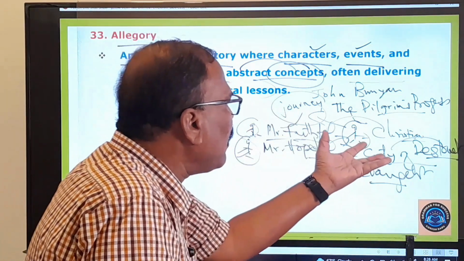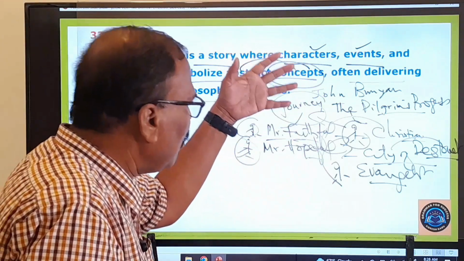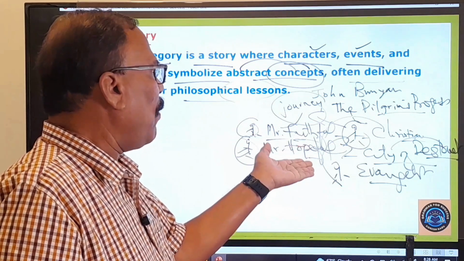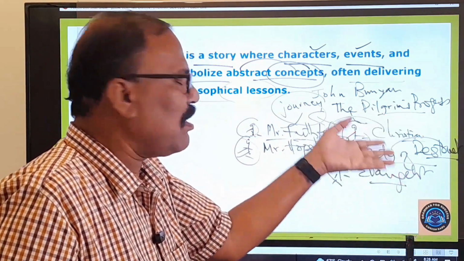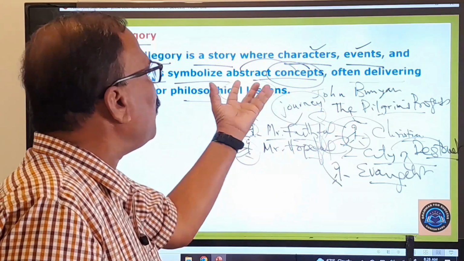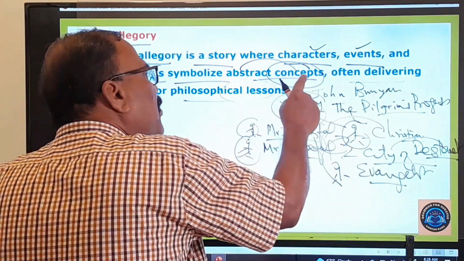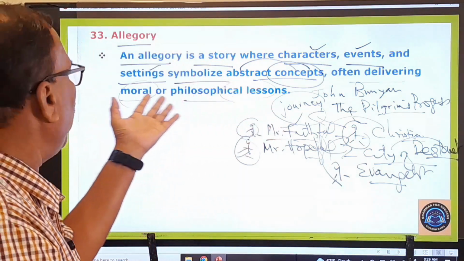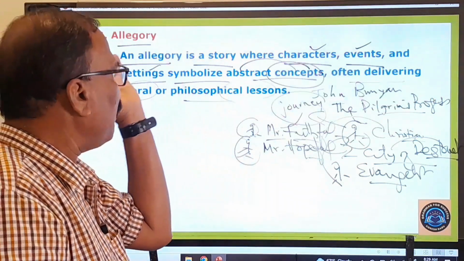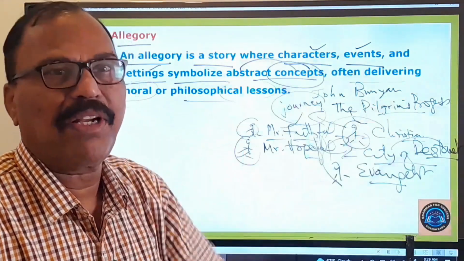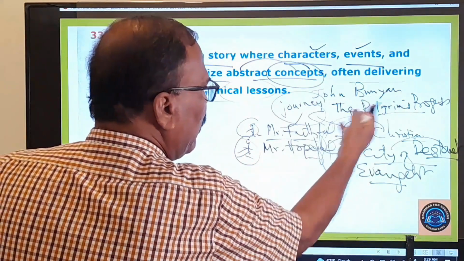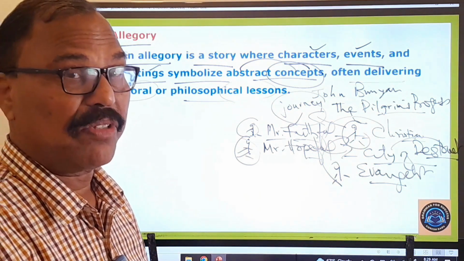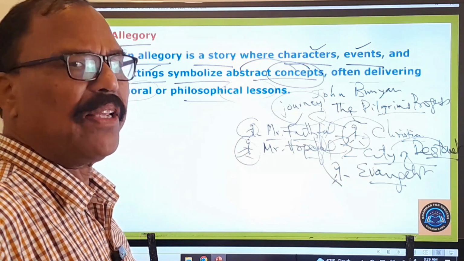See here, all the characters in this story are nothing but abstract ideas, abstract concepts. See, faith, hope, Christianity, destruction, evangelism. So these are all abstract concepts. So using these abstract concepts, this story is conveyed, and at the end of the story, what happens? A moral message or a philosophical lesson is conveyed to the readers. I can give John Bunyan's The Pilgrim's Progress as an example for allegory, and Absalom and Achitophel is also there, and Animal Farm is also there. It's an allegory. So like that.